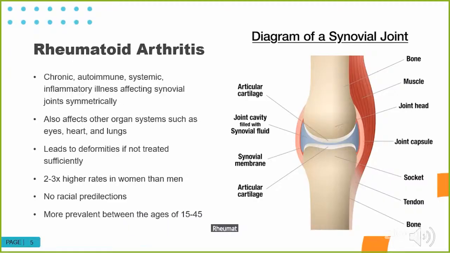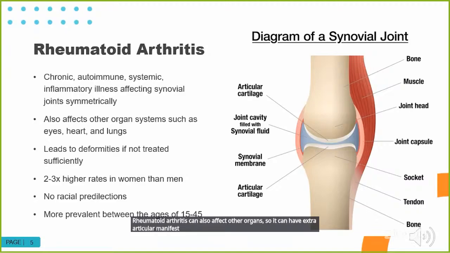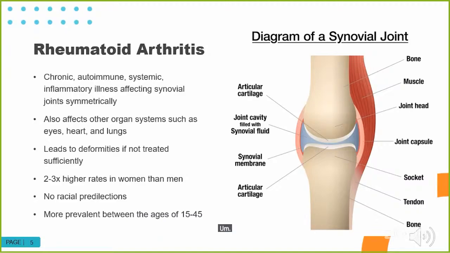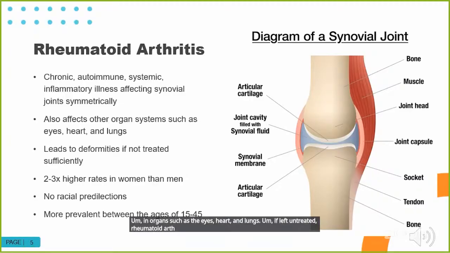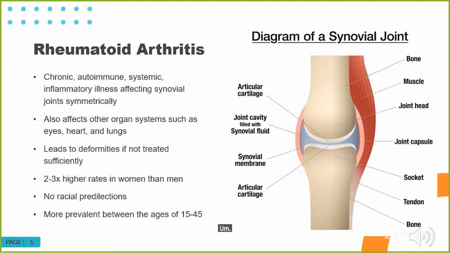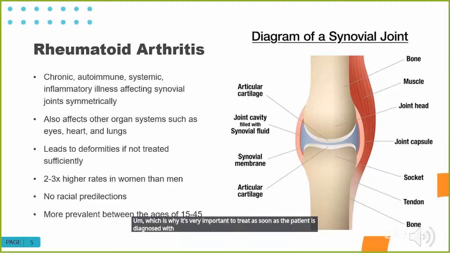Rheumatoid arthritis can also affect other organs, so it can have extra-articular manifestations in organs such as the eyes, heart, and lungs. If left untreated, rheumatoid arthritis can lead to significant deformity and disability in patients, which is why it's very important to treat as soon as the patient is diagnosed with RA.